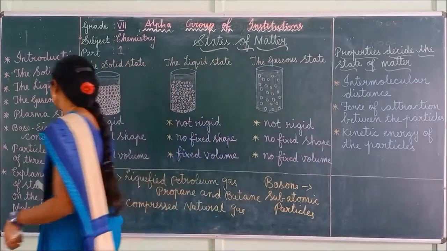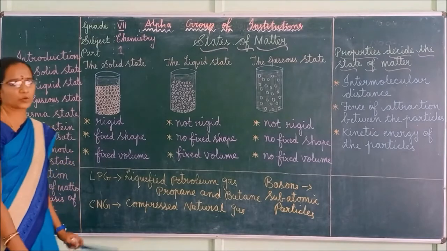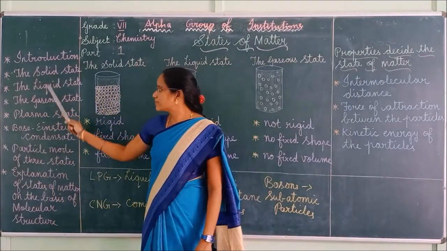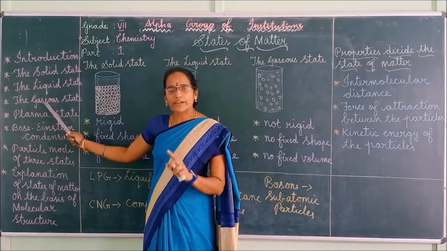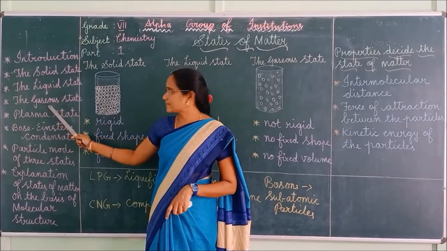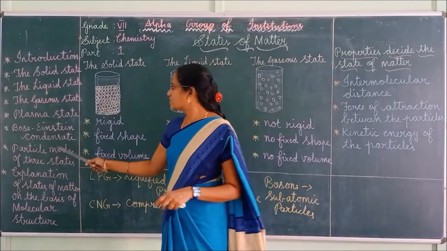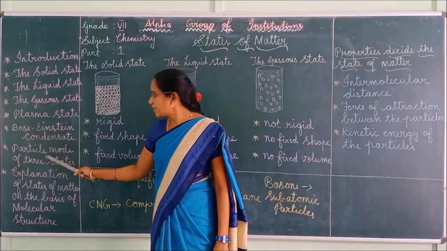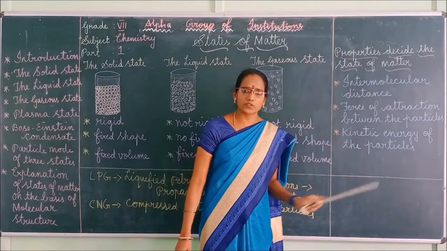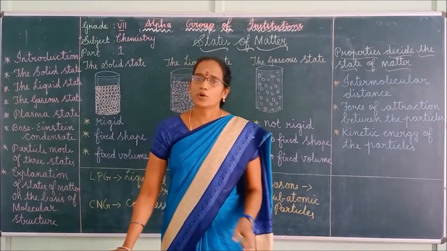Got it, children? So we discussed the explanation of states of matter on the basis of molecular structure also. Understood what we discussed today, children? One is about the solid state, liquid state and gaseous state. These three are the fundamental states of matter. The fourth state is the plasma state, and the fifth state is the Bose-Einstein condensate. Next we discussed what properties decide the three states of matter. Finally we discussed the explanation of the states of matter based on their molecular structure.